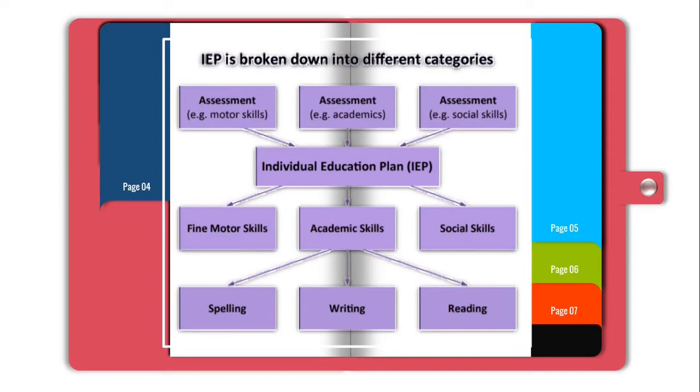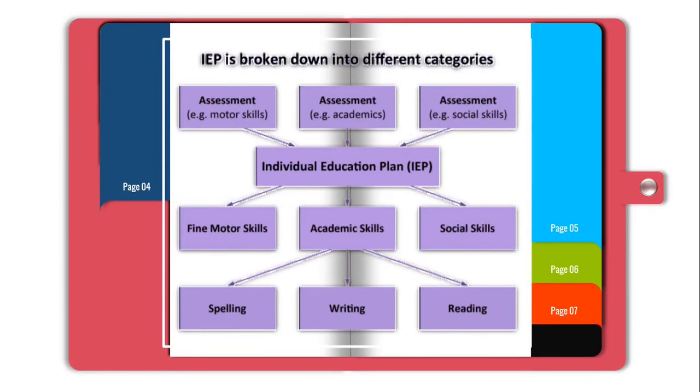The purpose of the IEP, the Individualized Educational Plan, is always the same: to tailor an educational plan for the student or child so that he or she can reach his or her full potential. The IEP can be broken down into the following categories: assessment for motor skills, assessment for academics, and assessment for social skills. Firstly, we will see assessment for motor skills, which may include hand and eye coordination, finger dexterity, etc.